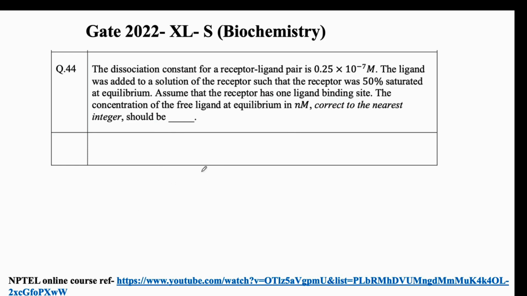This is one of the very repeated questions, and it is very simple also. If you know how to solve this type of question, whenever they ask about the percent saturated, if they ask questions about a receptor which is 50% or 80% or 90% saturated by the ligand. So we'll start. They have given us the dissociation constant, which is denoted as KD. We are all familiar with this term KD, and the value is 0.25 into 10 to the power minus 7 molar.